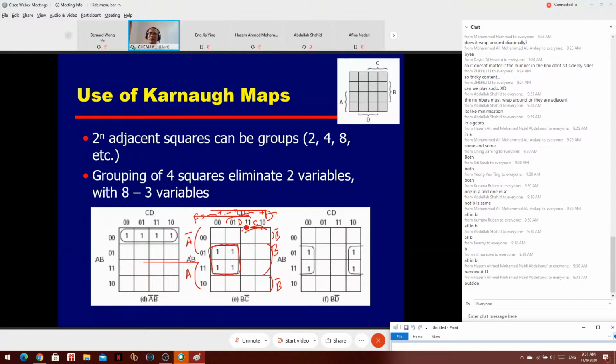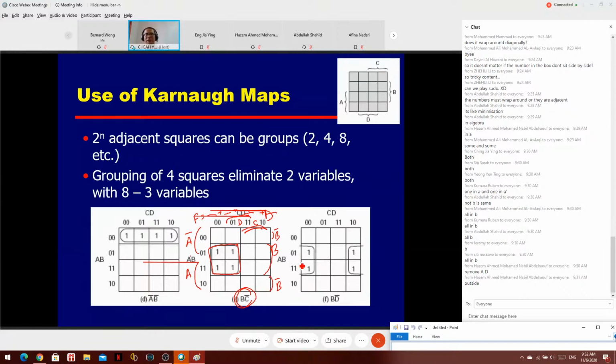So here we eliminate the A, we eliminate the D, okay? And we can keep B and we can keep not C because they are clearly in not C. So in the end, we get B not C, all right?